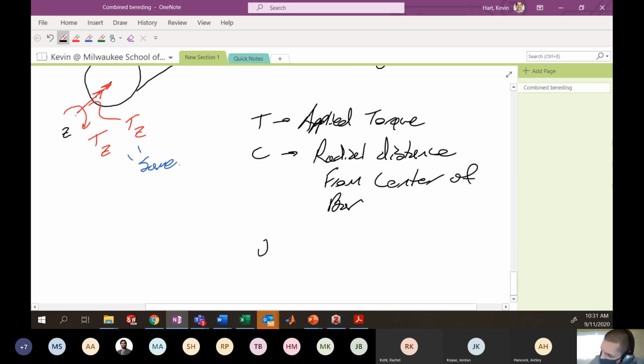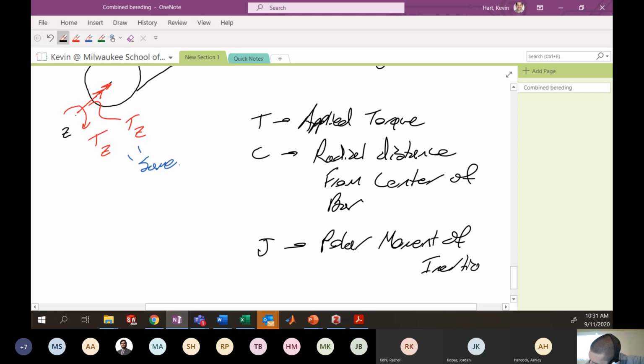And then J is your polar moment of inertia. It's so cold. It's polar. Again, this polar moment of inertia is a geometric property. You can look most of the cross sections up for polar moment of inertia in a table. All right, so what does a stress distribution actually look like, the shear stress distribution?